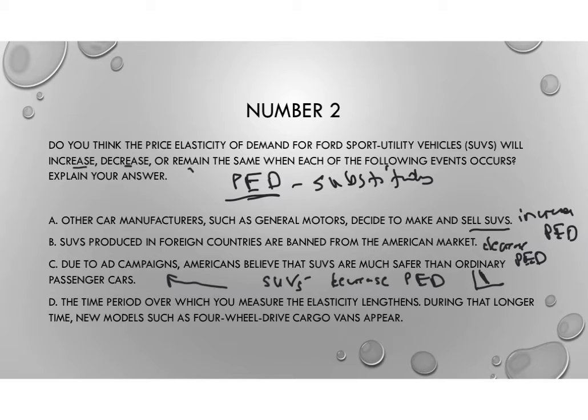So elasticity decreases. D, the time period over which you measure the elasticity lengthens. So we know time period and elasticity have a relationship. During that time period, new models, four-wheel drive, cargo trucks, or whatever, there are going to be more substitutes in the long run. This is going to increase PED. So price elasticity of demand increases over greater and greater time because we have new models. So always look at what the scenario is and how much it helps you understand how many substitutes there are for the product that you're interested in.